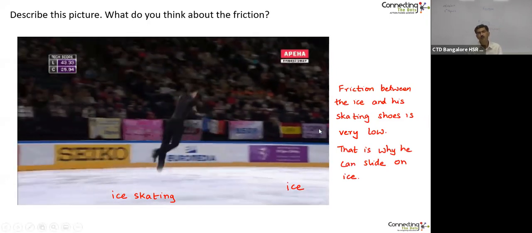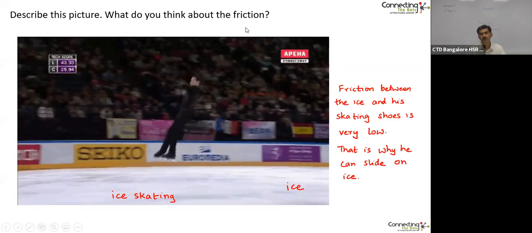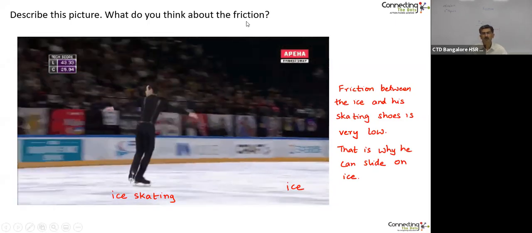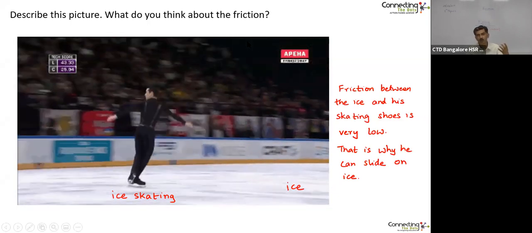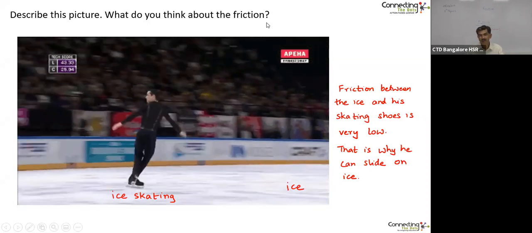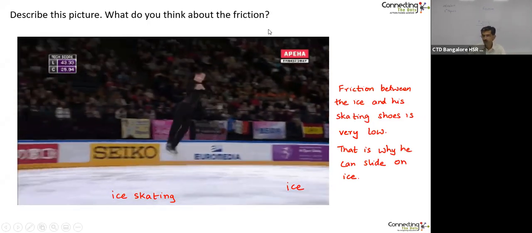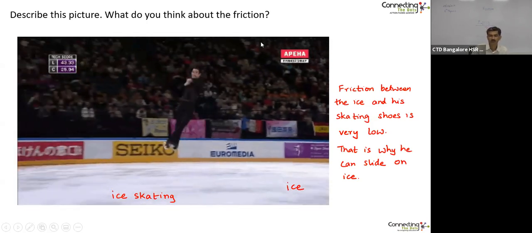Do you think you can do this on ground, on a regular road, or on the floor of your classroom? You cannot, because the friction is quite high. You need friction to be very low to slide like this. Let's look at another picture and you tell me what you think.